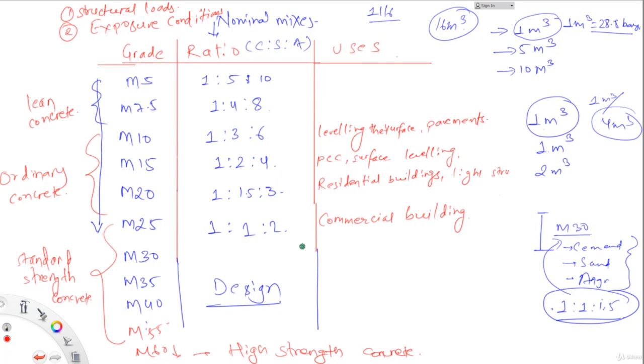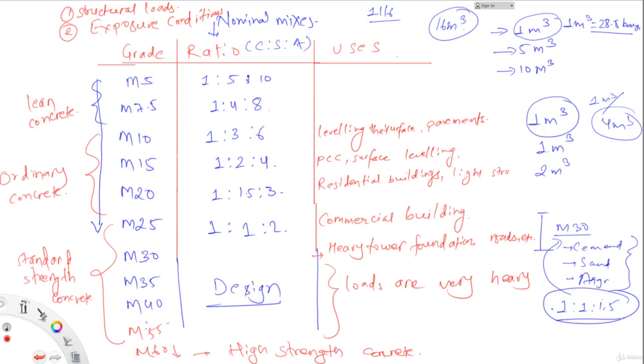So M30 grade of concrete is generally used in heavy tower foundations, roads, etc. And M35, M40, M50 are higher grade concretes, and they are normally used where the loads are heavy, such as bridge abutments, dams, very heavy structures, high-rise buildings. So over there, these kinds of concretes are used.